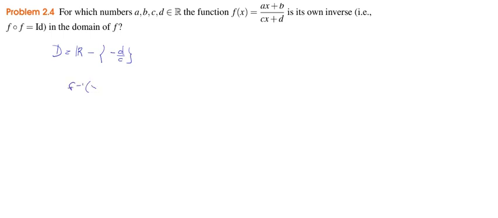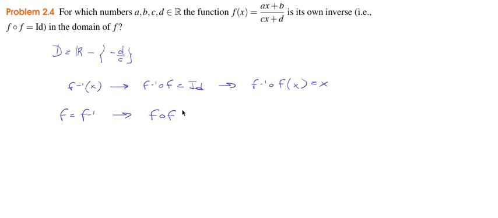Now for the problem, the inverse of f is the function such that when you compose it with f, you get the identity. In other words, f inverse composed with f of x is just x. Now we want the values of a, b, c, and d that make the inverse be the same function, which means that f composed with f is the identity. So we want the values that make this be x. But what is f composed with itself?